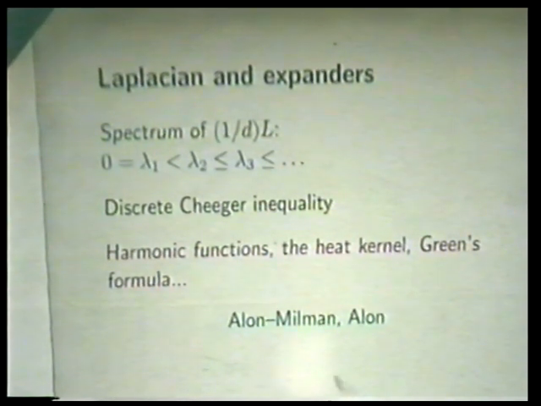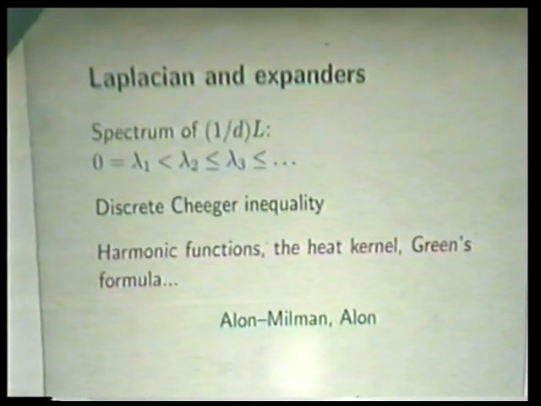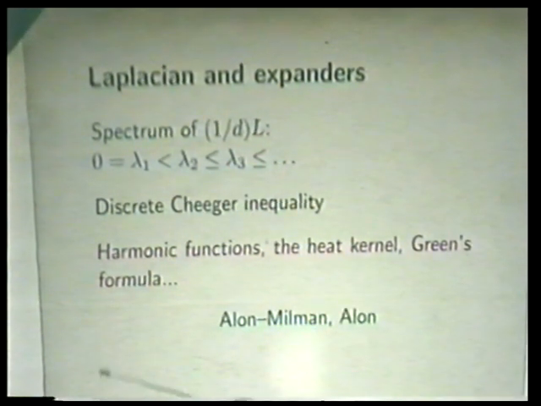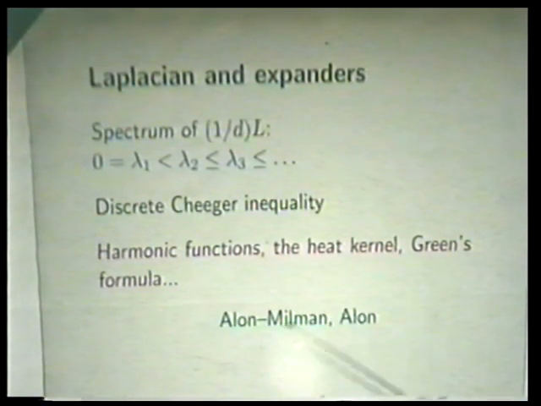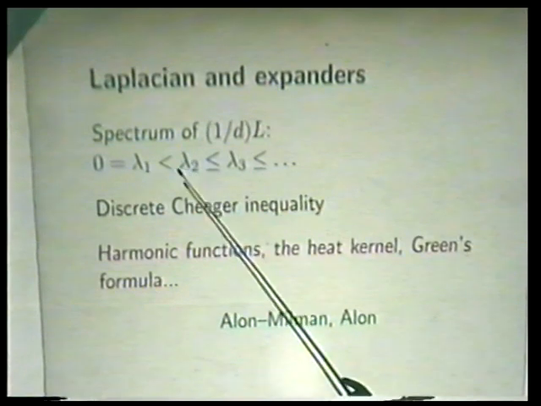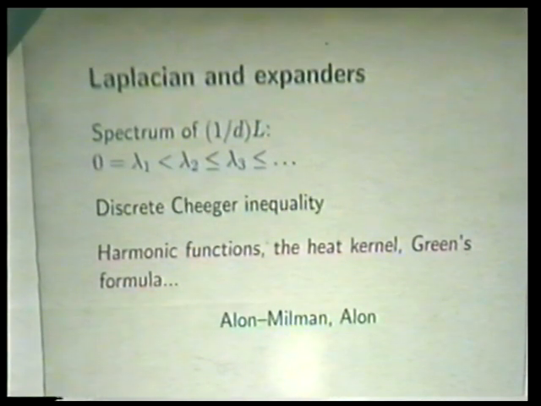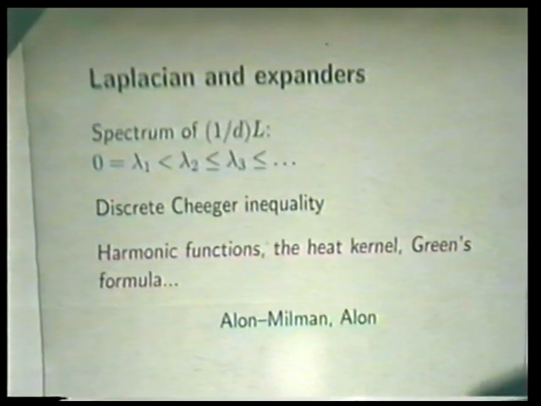Then there is a non-trivial gap below lambda 2. For example, there is a very basic result by Alon and Milman in one direction and Alon in the other, which is sort of a discrete Cheeger inequality, and relates this gap to the expansion ratio of the graph. There's a very tight connection. I'll come back to some version of this later, so I won't explain it.